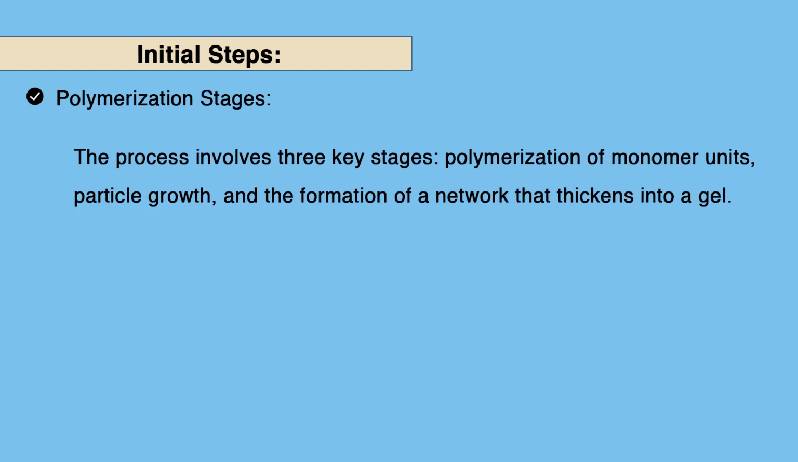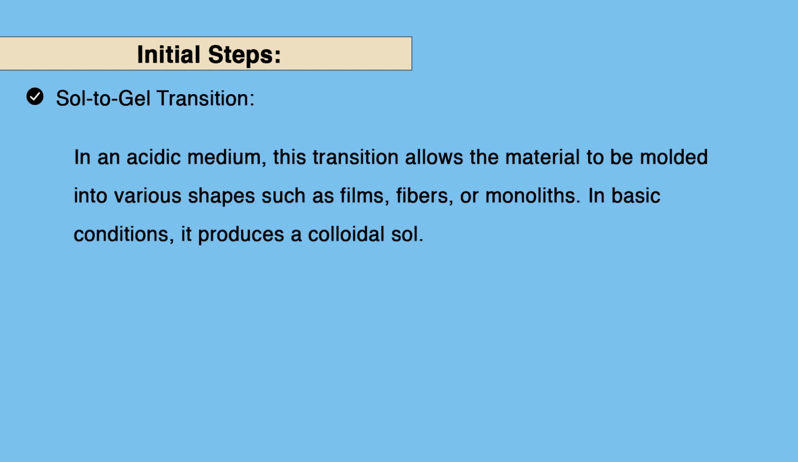In the polymerization stage, the process involves three key stages: polymerization of monomer units, particle growth, and the formation of a network that thickens into gel. Next is the sol to gel transition. In an acidic medium, this transition allows the material to be molded into various shapes such as films, fibers or monoliths. In basic conditions, it produces a colloidal solution.